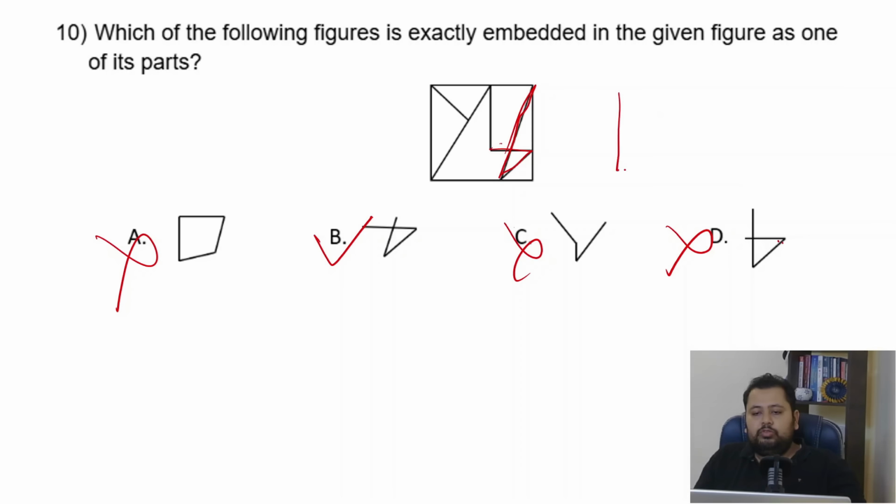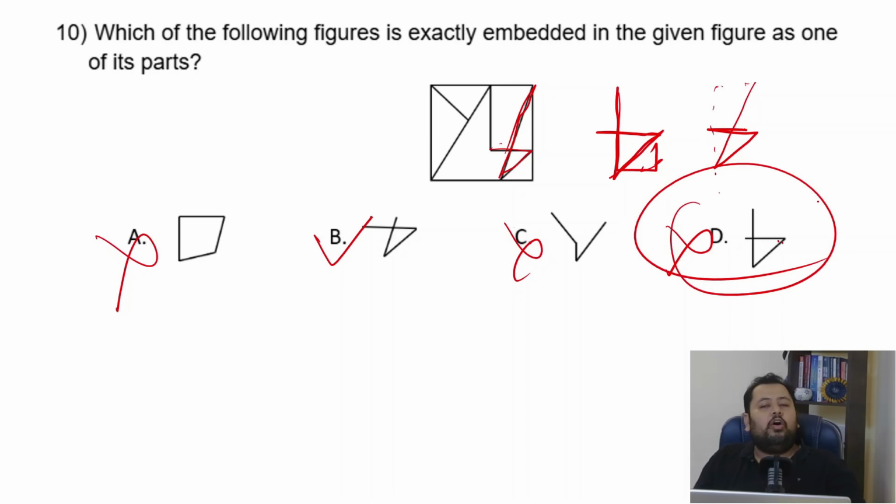So this shows a straight line and then like this, right? But actually here, if the image given is like this, this is not a straight line, right? So that is why option number D is also not exactly embedded. So option number B is your correct answer.